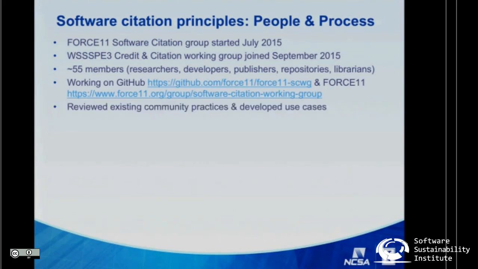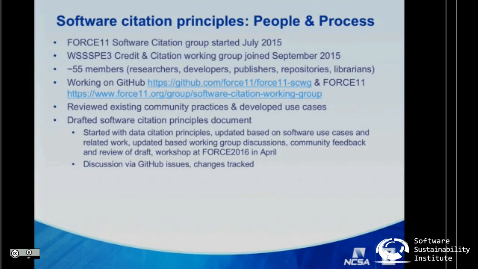We reviewed community practices and developed use cases, and drafted a software citation principles document starting with the data citation principles that had been published probably a year or year and a half earlier, and updated them based on the use cases and a lot of working group discussion and community feedback and review of a draft and a workshop. Almost all of the discussion was through GitHub issues. Some of it was through Hypothesis, so through annotations on one of the documents. But we tried to make sure that everything was tracked and everything was clear about what people were saying and what we were doing in response.